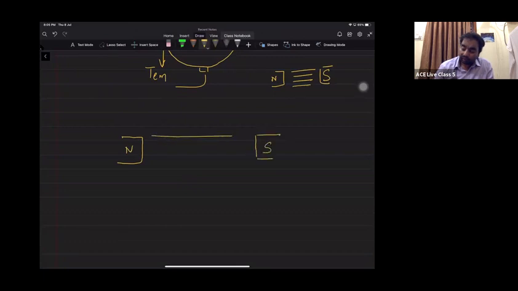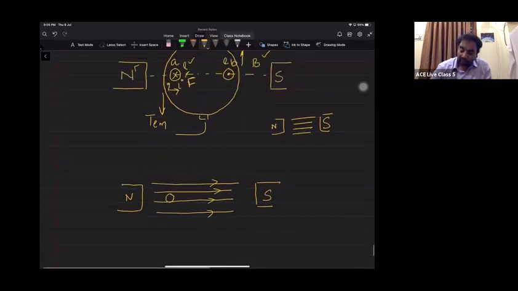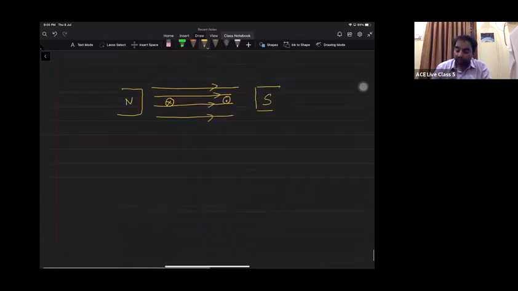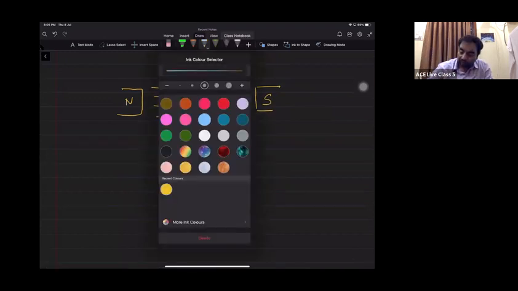What is the shortest path? The straight path like this. But whenever I'm having conductors here, so these conductors I'm showing here, and if these conductors are carrying a current like this, then because of those current carrying conductors, we are having one more field. So which rule I need to apply? Right hand thumb rule.